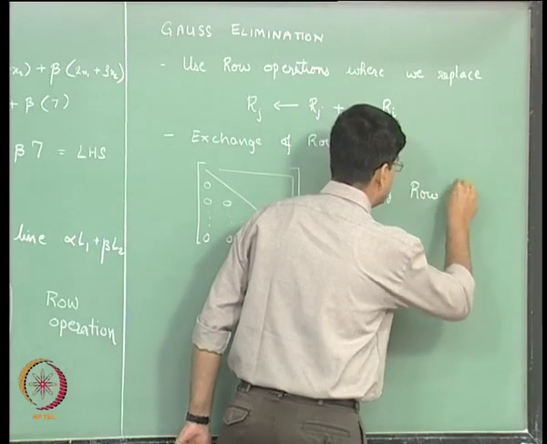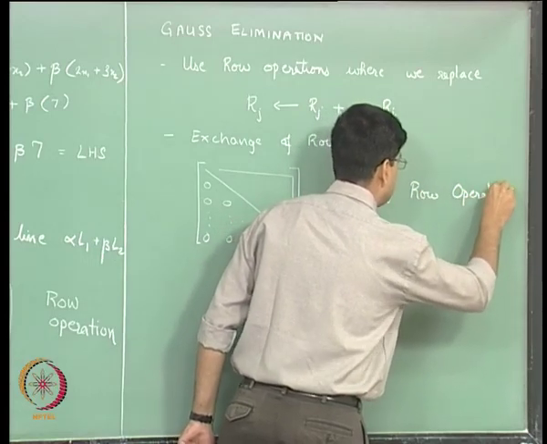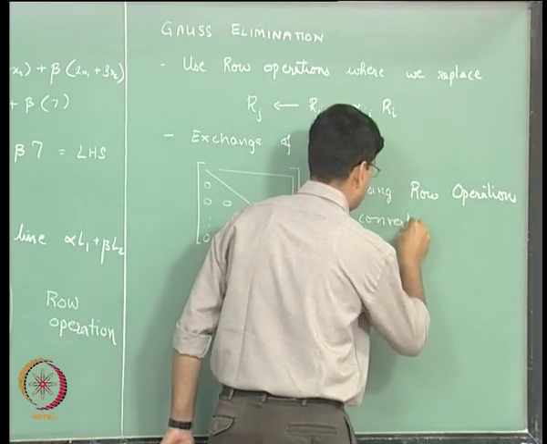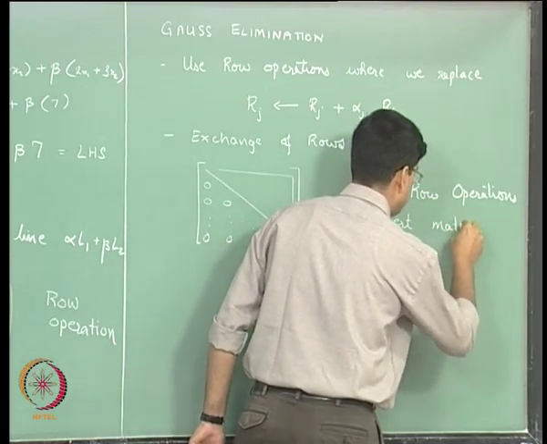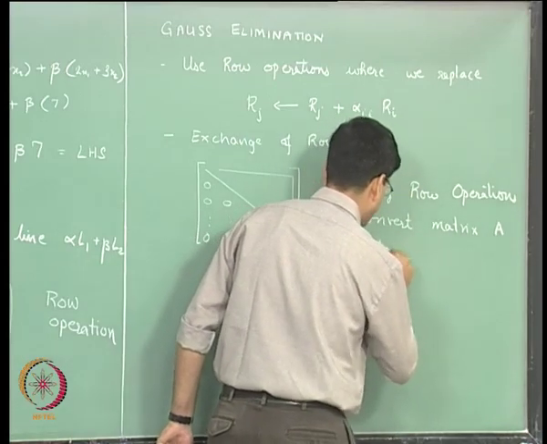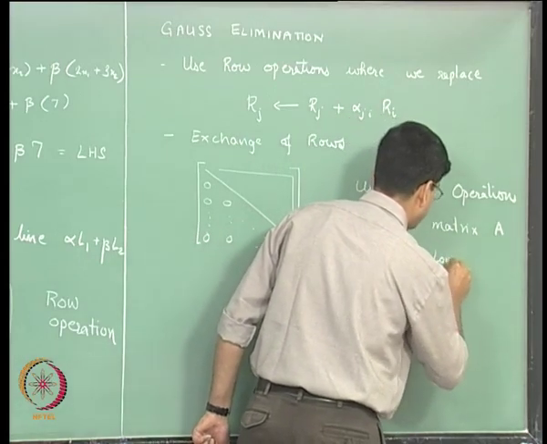Using row operations, convert matrix A into a lower triangular matrix.